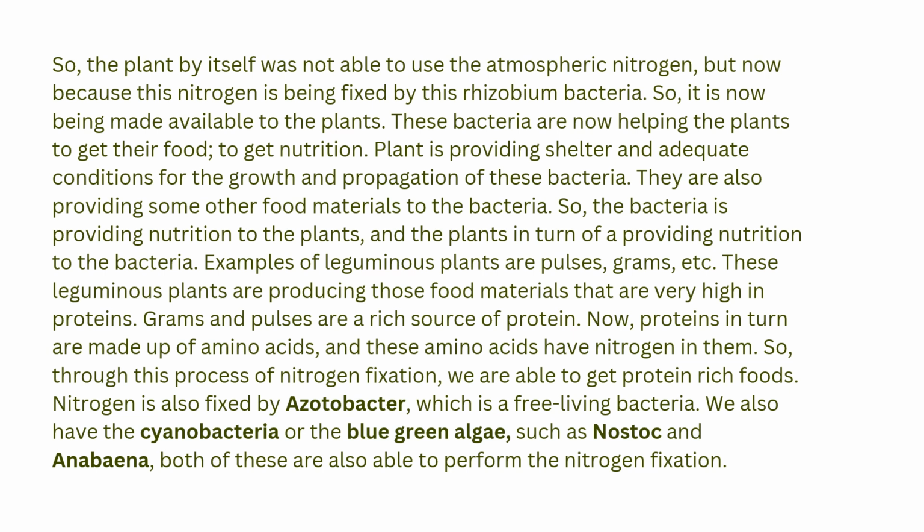Typically, these leguminous plants produce food materials that are very high in proteins. Grams and pulses are a rich source of proteins. Now, proteins in turn are made up of amino acids, and these amino acids have nitrogen in them. So, through this process of nitrogen fixation, we are able to get protein-rich foods. Nitrogen is also fixed by Azotobacter, which is a free-living bacteria. We also have cyanobacteria or the blue-green algae, such as Nostoc and Anabaena. Both of these are also able to perform nitrogen fixation.